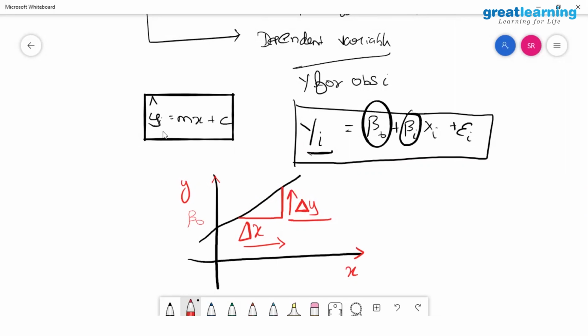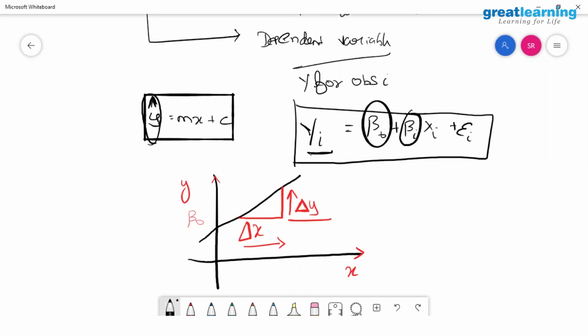I think it was also mentioned in your video. We should always mention it as y cap. Why? Because it is the predicted value of y for an observation i. For observation i, what is your prediction? What are you going to predict? That is why you are always going to mention it as y cap. Here you are not predicting anything.